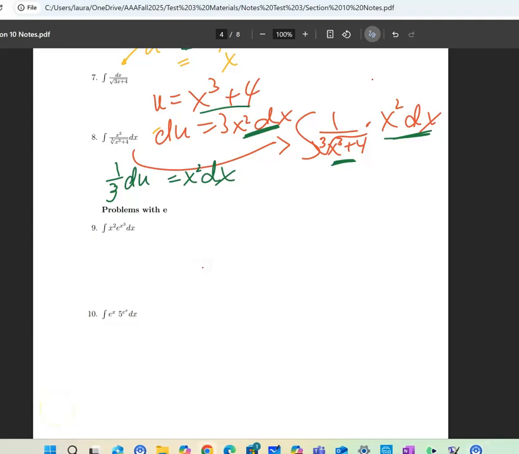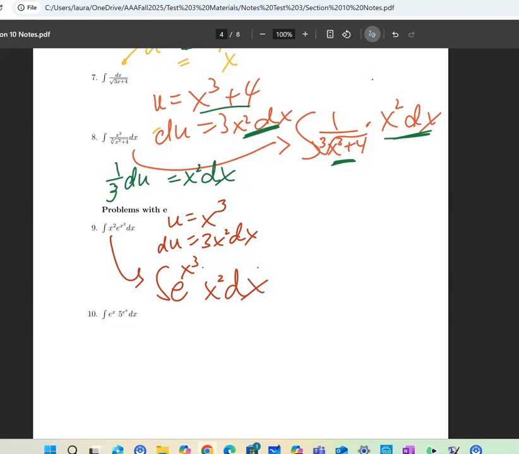So inside of the e function is x cubed. So that's what I'm going to let u equal to. I'm going to take the derivative, so I get 3x squared dx. And I'm going to take this and just rewrite it: e to the x cubed x squared dx. All right, so I can see I can put the u in right here, so that gives me e to the u. And I'm looking at x squared dx.